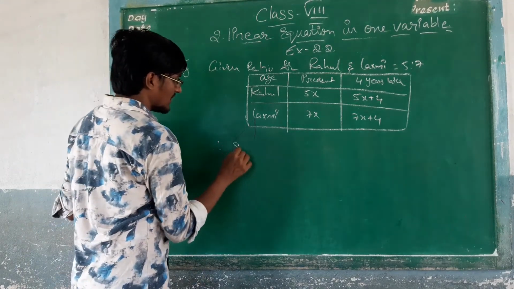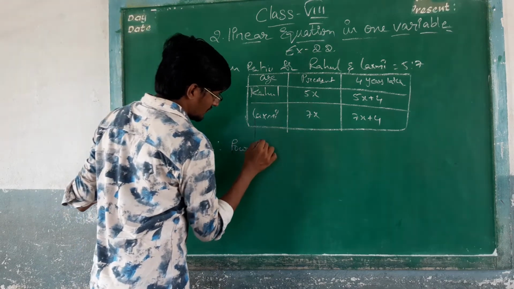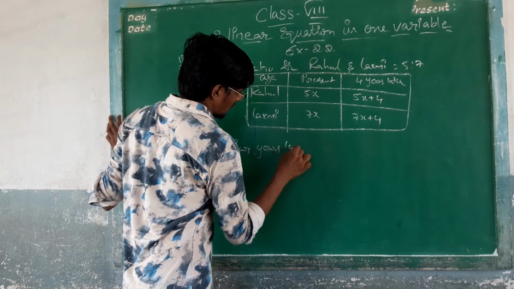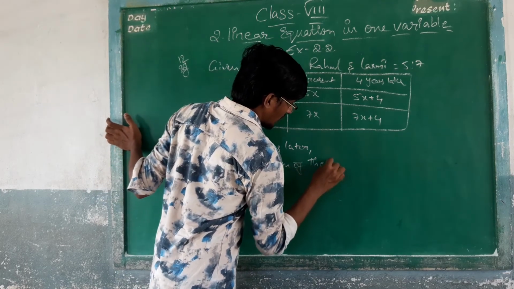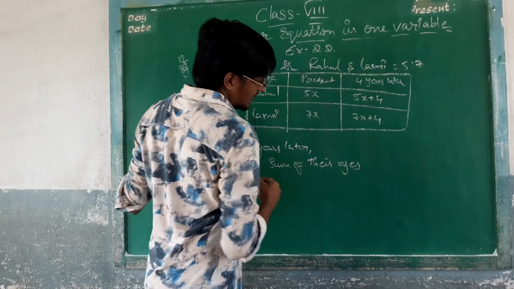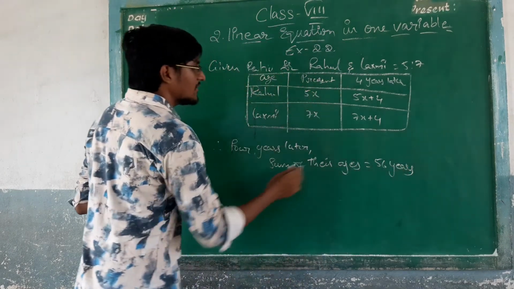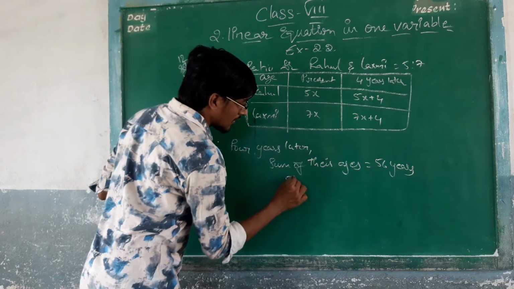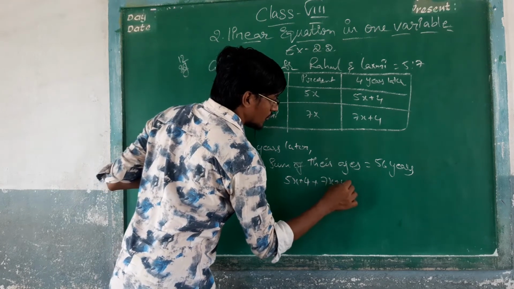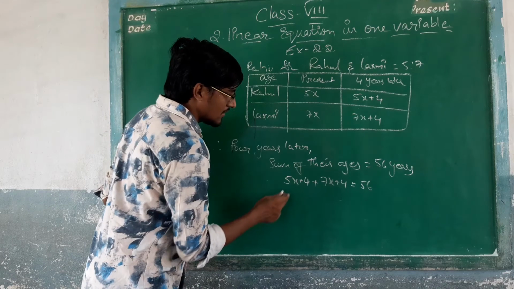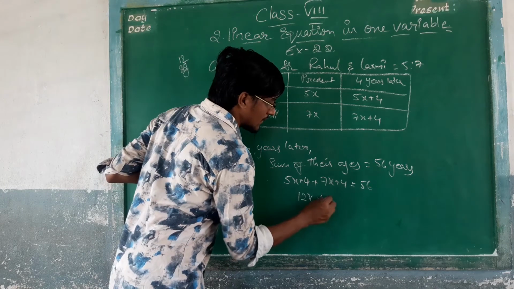So 4 years later, the sum of their ages equals 56 years. Sum of their ages means 5x plus 4 plus 7x plus 4 equals 56. 5x plus 7x equals 12x. 4 plus 4 equals 8.